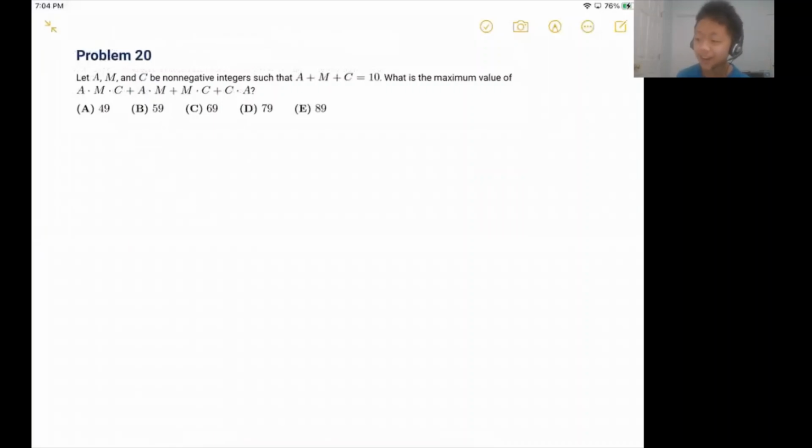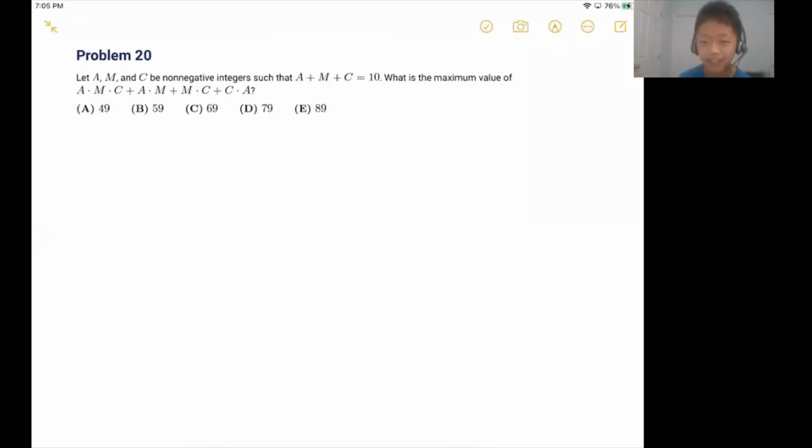Question number 20 is kind of like an algebra question, I guess. It says let a, m, and c be non-negative integers such that a plus m plus c equals 10. And we want to find the maximum value of a times m times c plus a times m plus m times c plus c times a.